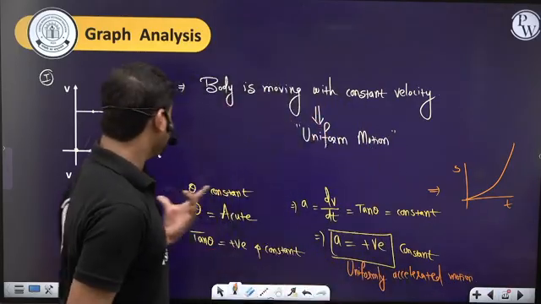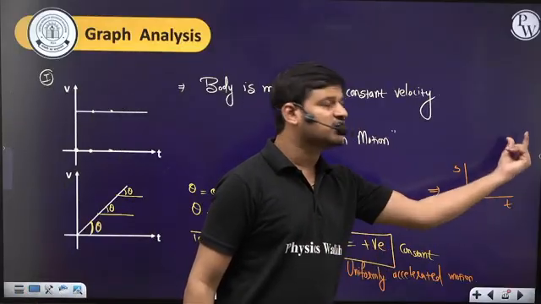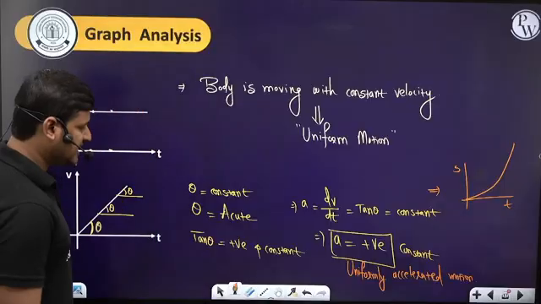Okay. So for uniformly accelerated motion, the displacement versus time graph will be concave upward like this. Done? Chalo. So next.